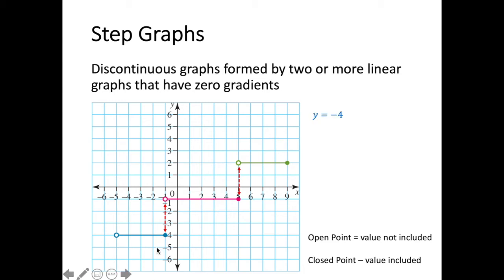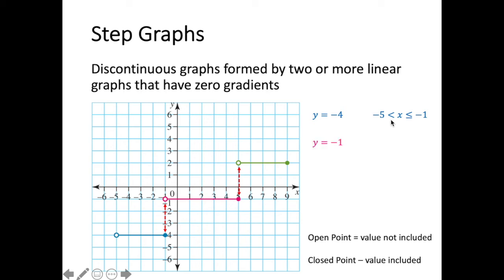So the three equations that make up the step graph, the first one is y is equal to -4, and that is between -5 and 1. And we only use our less than or equal to for our closed end. For the open end, we just use a less than sign. So that's another important distinction when you are creating and reading these step graphs.